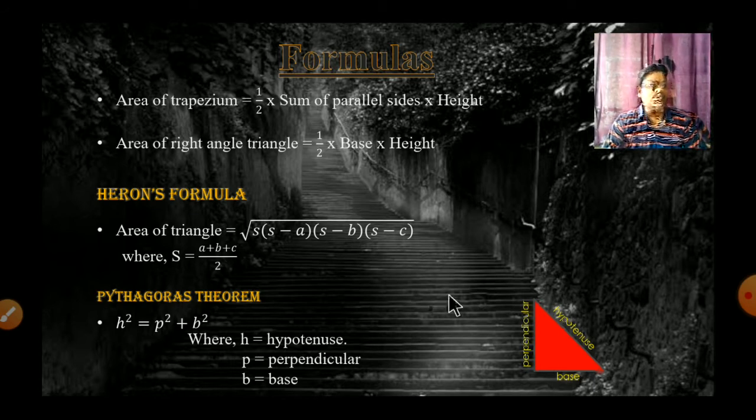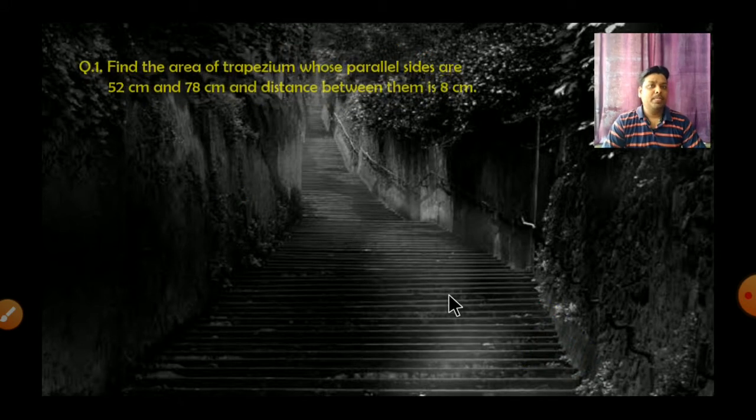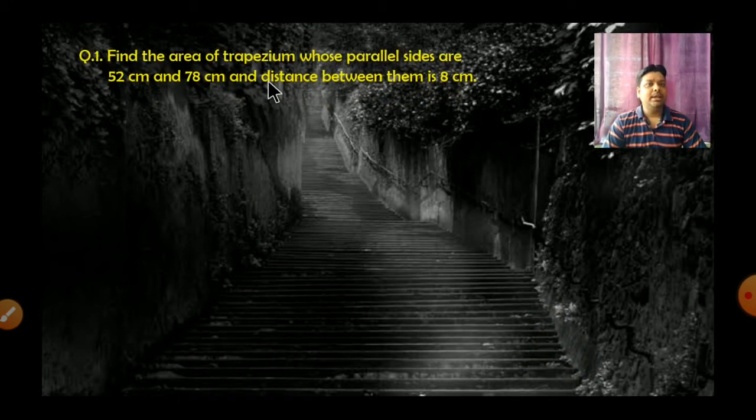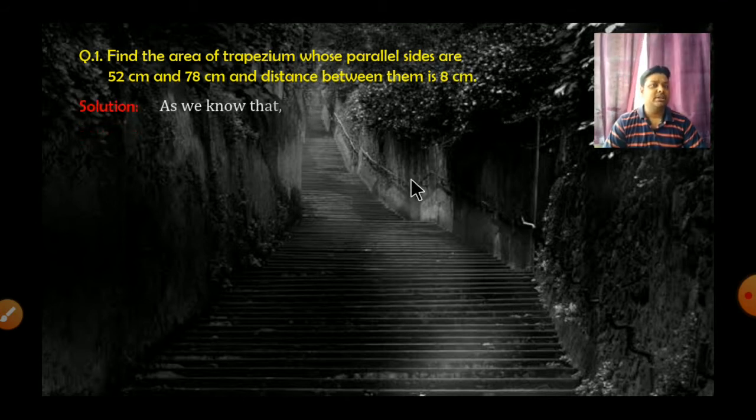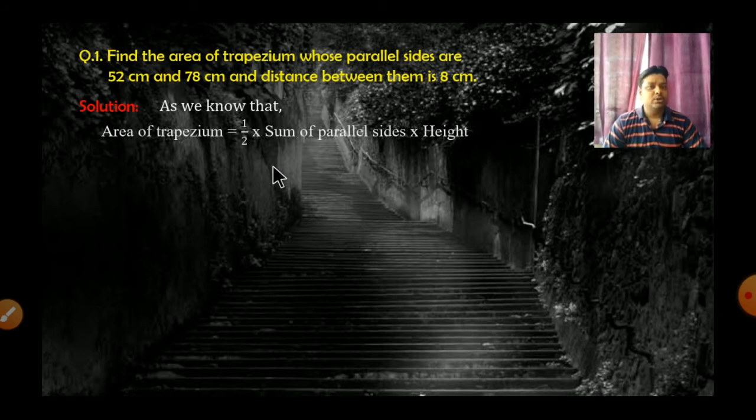Okay, students, so let's solve some questions here. The question is: find the area of a trapezium whose parallel sides are 52 centimeter and 78 centimeter, and the distance between them is 8 centimeter. Clearly, you can see here that the parallel sides are given, 52 centimeter and 78 centimeter, and the distance between them is 8 centimeter. As we know, the area of a trapezium is equal to 1 by 2 into the sum of parallel sides into height. So now we will directly apply the formula: 1 by 2 into the sum of parallel sides means what?